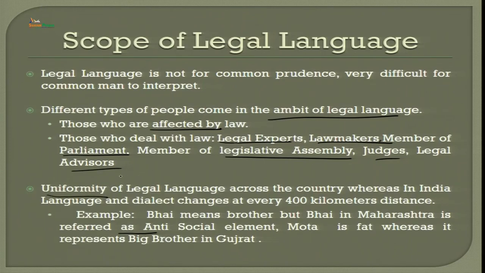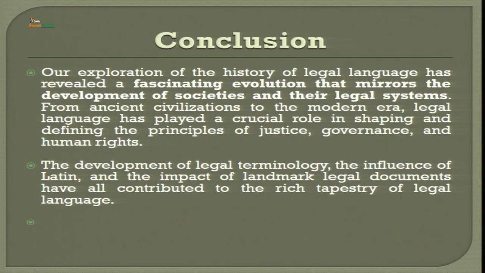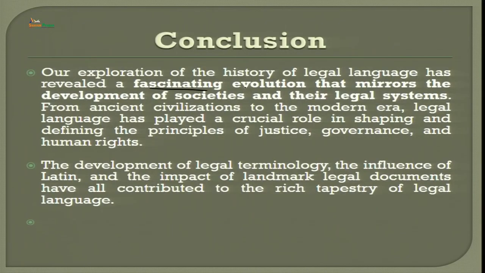Warren Hastings was the person who brought about uniformity in it, and this is the scope of legal language. So at the end, I would like to tell you, my dear learners, that this history of legal language could not be segregated from the language learning part. In the next lecture, I will be dealing with the language of communication in India, basically which kind of legal language we use in India. From here, we have created a framework, the pedestal on which the next lecture and the next understanding will depend. This is the conclusion where I would say that it is a fascinating evolution that mirrors the development of societies and their legal systems.